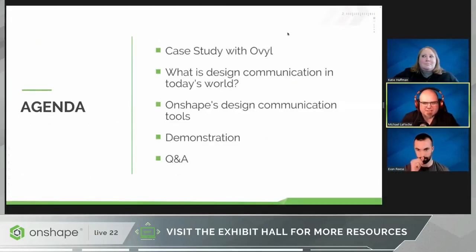So we're going to hear a little bit from Evan today on how Oval and Evan uses Onshape and implements it within their organization. We'll also talk about some of the design communication tools that are out there in today's world, whether it be Post-it notes or whatever it might be. We'll also talk about some of the more modern communication tools that we use in other applications. And we'll talk then about Onshape's design communication tools that kind of fit in with that whole concept of how we communicate and chat with each other.